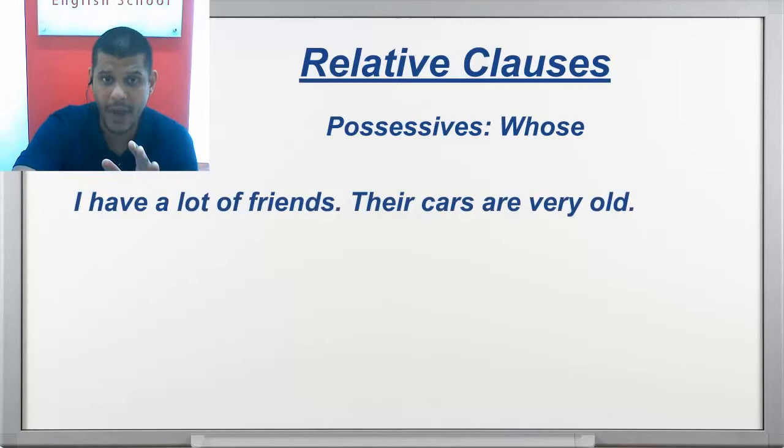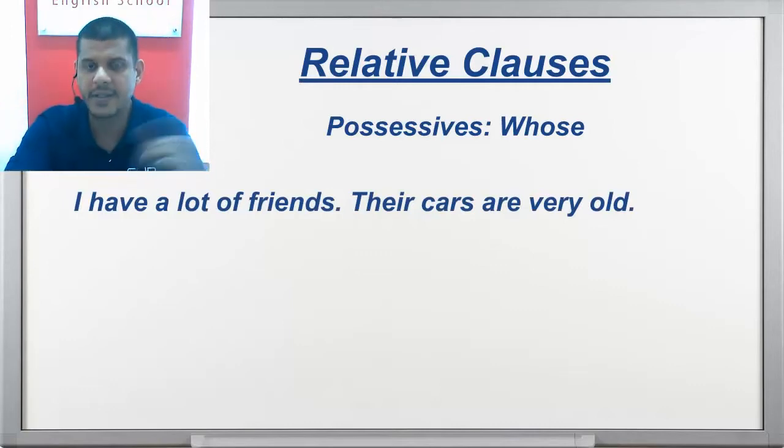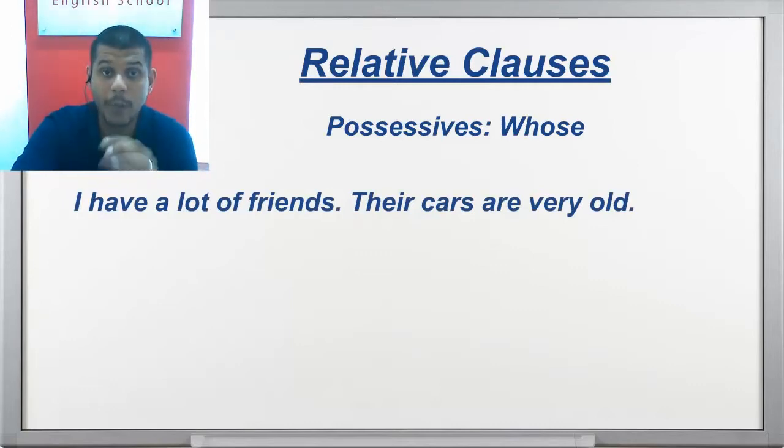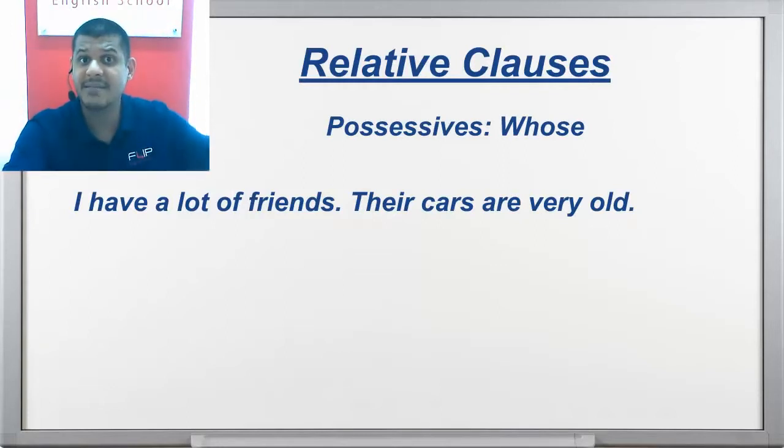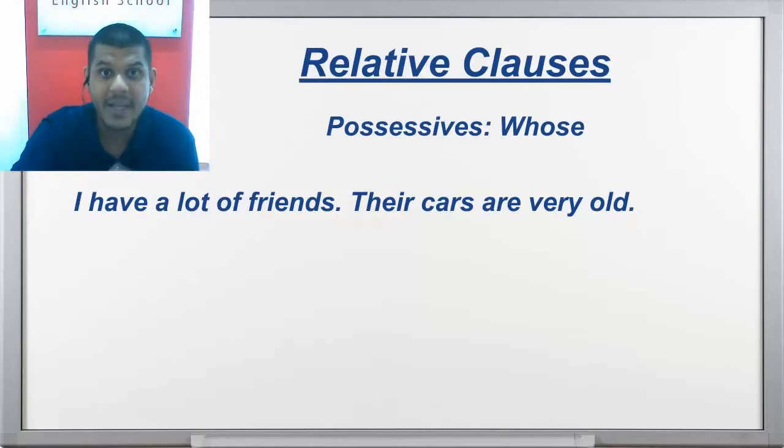I have a lot of friends. Their cars are very old. So I am talking about my friends, and I'm talking about the cars of my friends. Their cars. Their is a possessive adjective, right? So in this case, I can substitute the possessive adjective there for whose, and it goes like this.